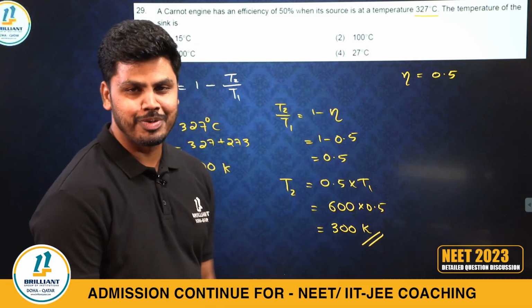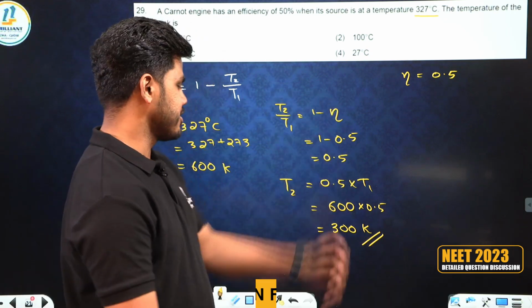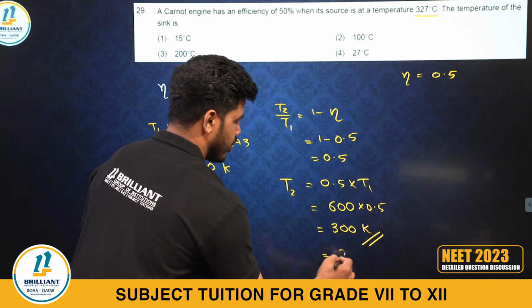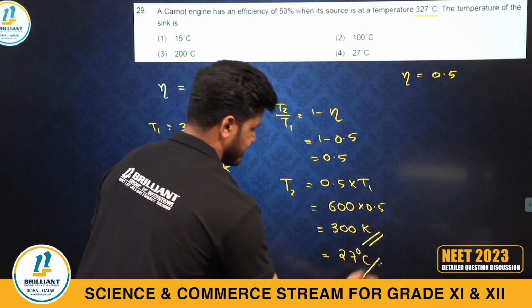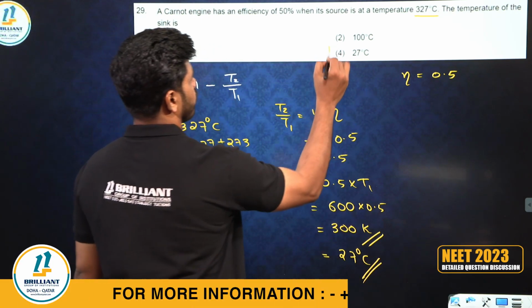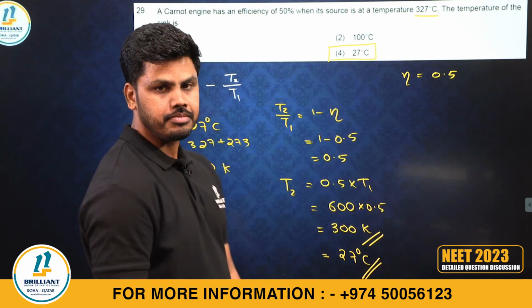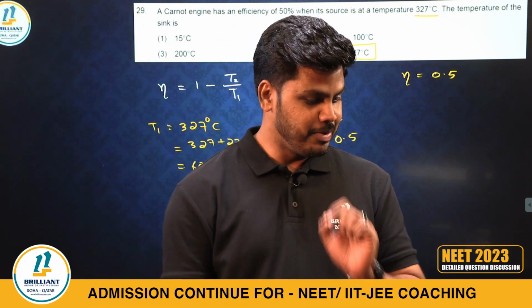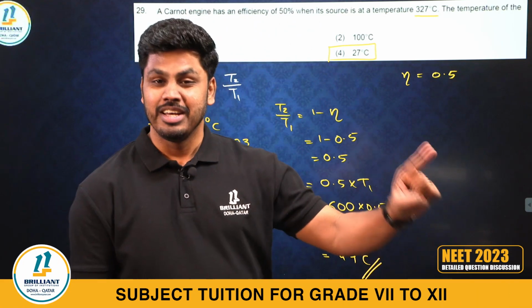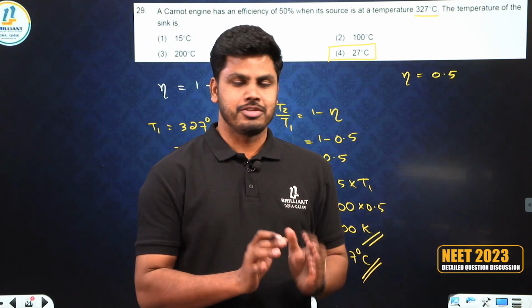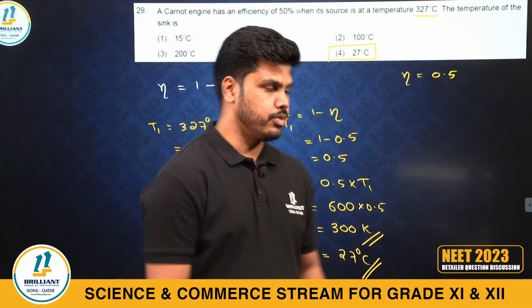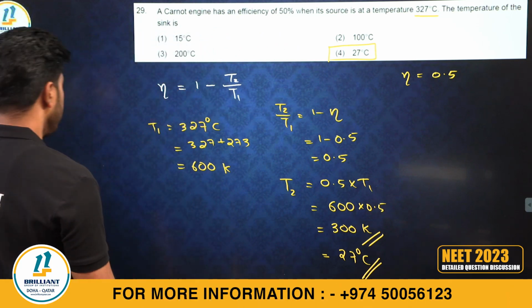300 Kelvin is not given. All answers are in degrees Celsius. So this is nothing but 27 degrees Celsius, right? Yes. So which option? Option 4 is the correct answer. Okay. This is the very important point. Whenever we deal with questions from thermal physics, we always take temperature in absolute temperature, Kelvin scale. Okay, fine.